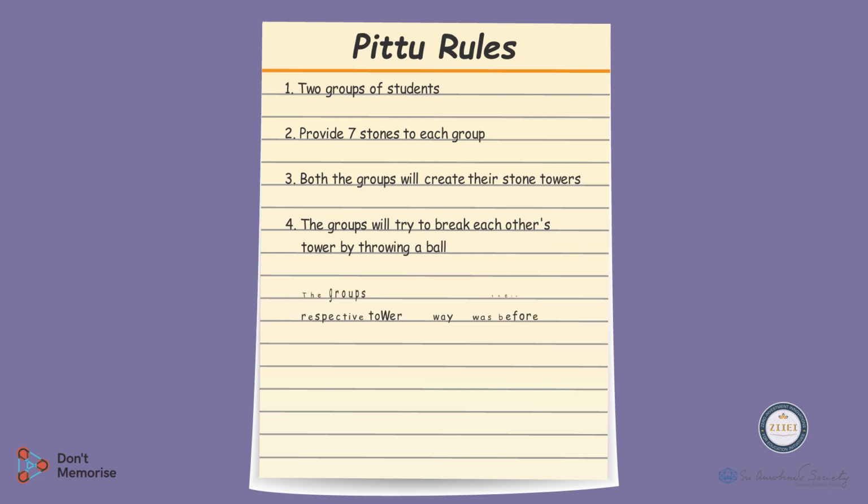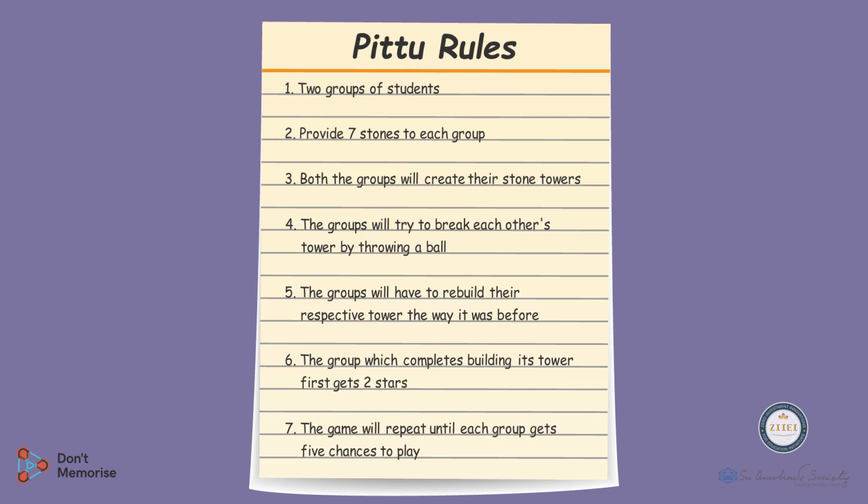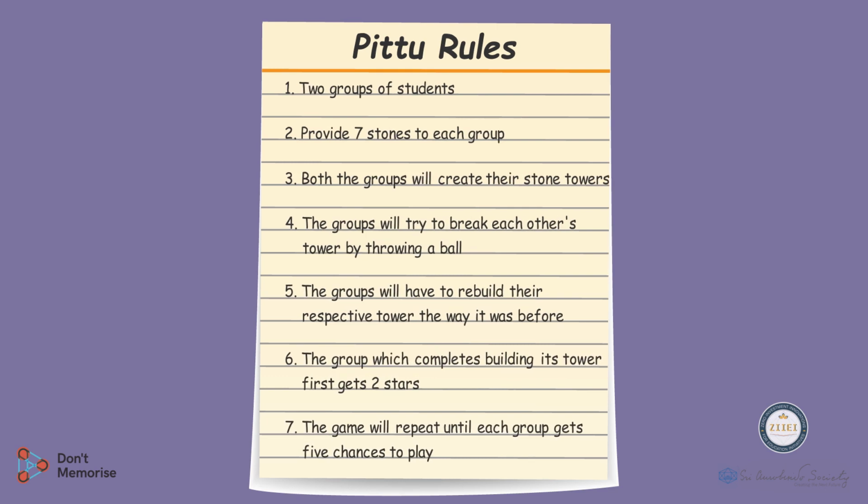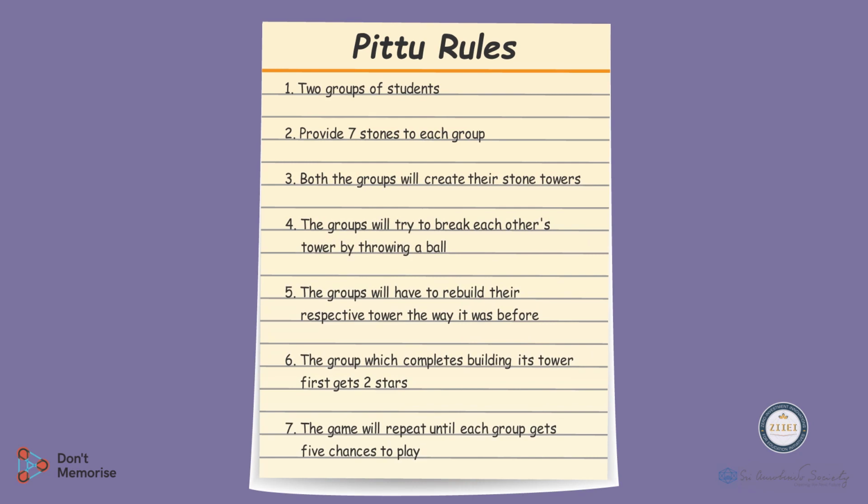After this, the groups will have to rebuild their towers in the way it was before. The group which completes building their tower first will get 2 stars. The game will then be repeated until each group finishes 5 chances to play. So now that we're clear with the rules of the game, let's get started.